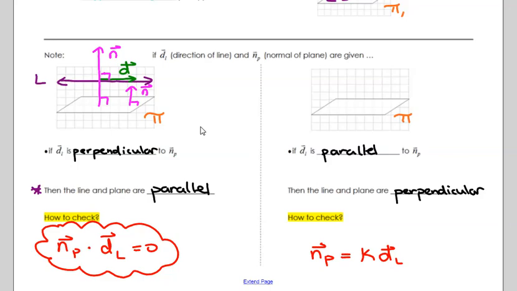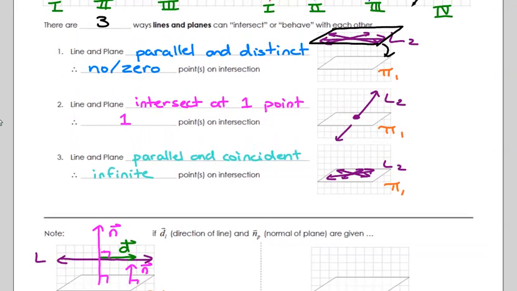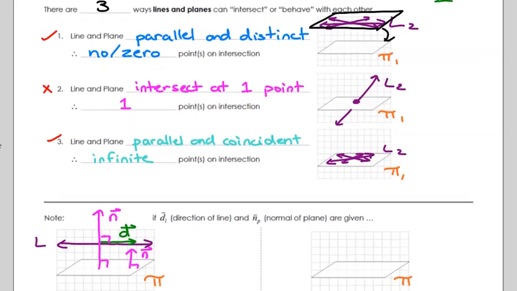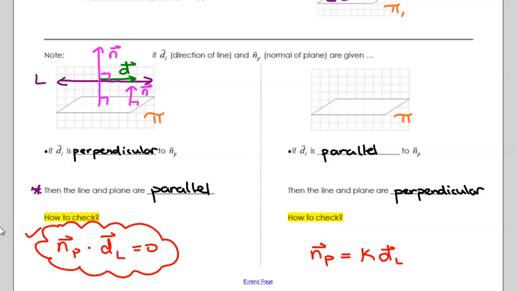This is a tool that I can use where I can say, okay, if this is actually the case, then you have a parallel line and plane. So I can prove that these two are okay, and I can eliminate this one if the dot product is equal to 0. All right. Let's take a look at the other one.